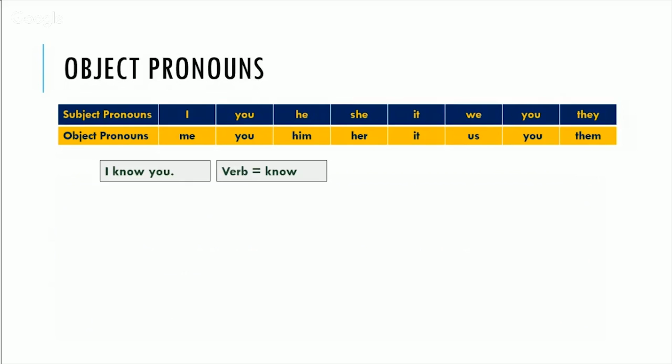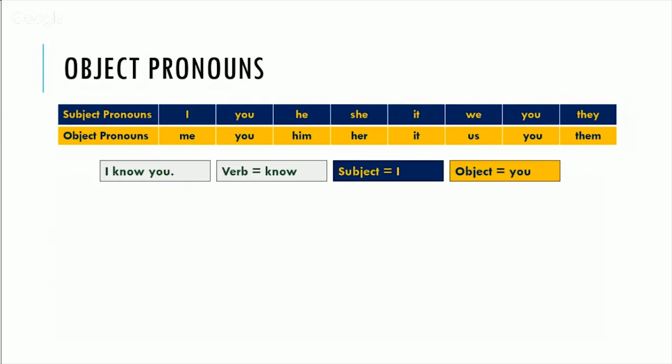So the subject is what's doing the action, right? So who is knowing someone or something? That's the subject. So I am the one who is knowing someone or something. So I am the subject of the sentence. And who's receiving that action? Who is being known? Well, I know you. So you are being known. You are the object.